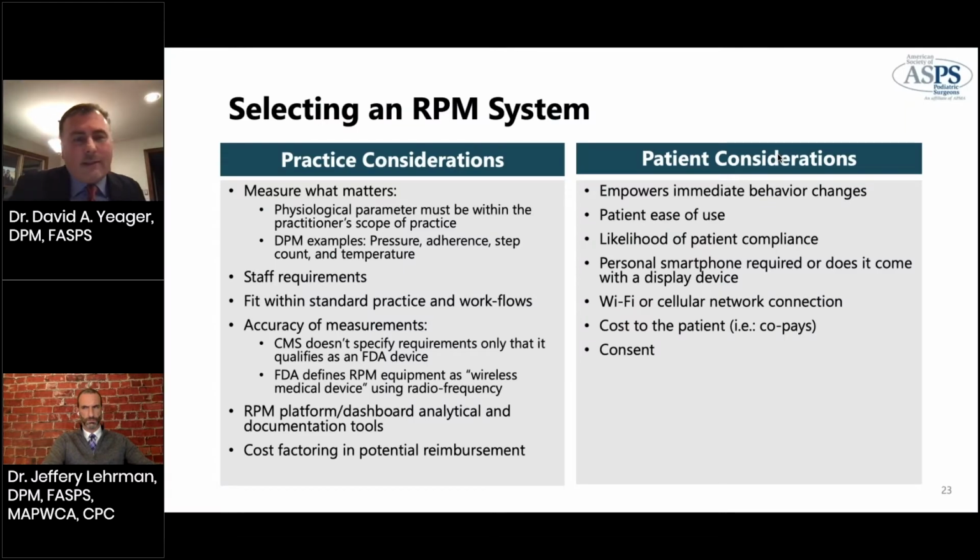So when you're selecting an RPM system, there's a lot of things that you have to identify, and you have to really realize what is beneficial for you, your staff, and your practice. Okay. Physiological parameter must be within the practitioner's scope of practice. Know what you can do and what you can't do. It's pretty simple, right? Pressure adherence, step counts, and temperature.